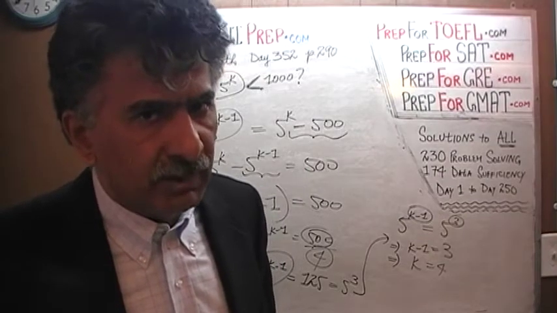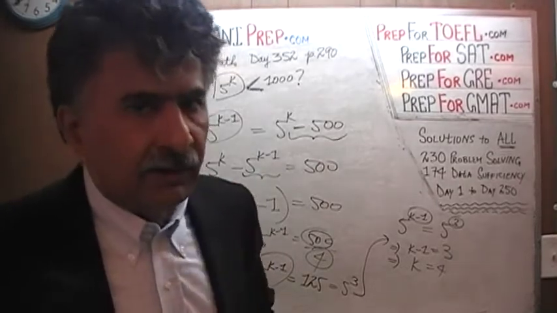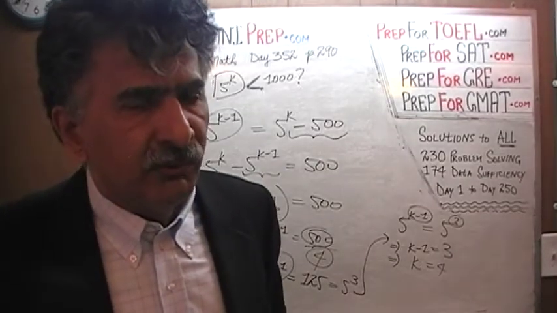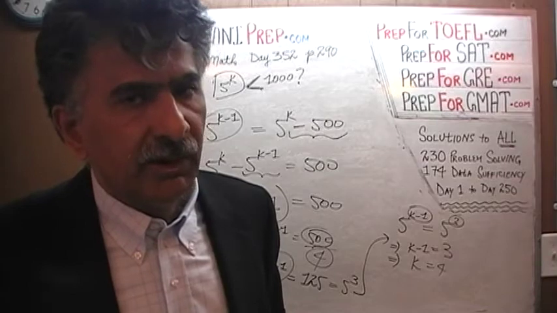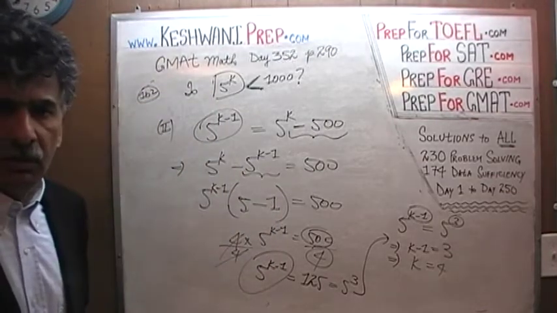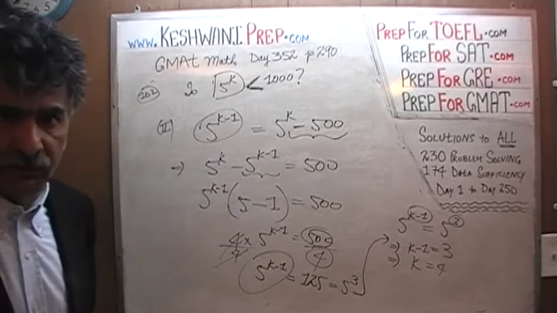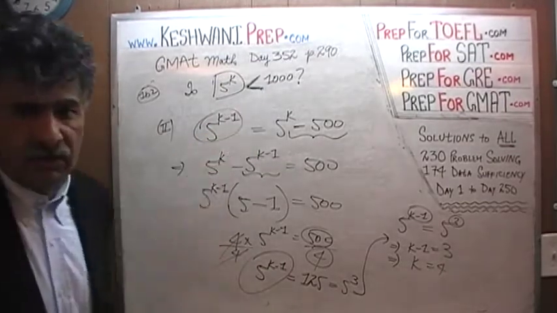The point here is that it is possible, just by looking at this equation, to realize that we are able to get the value of k. We are able to get a unique value of k. And as long as we can get the unique value of k, we can answer this question. As long as I know k, I can tell you whether 5 raised to that amount is going to be less than 1,000. The answer to which is going to be either yes or no.